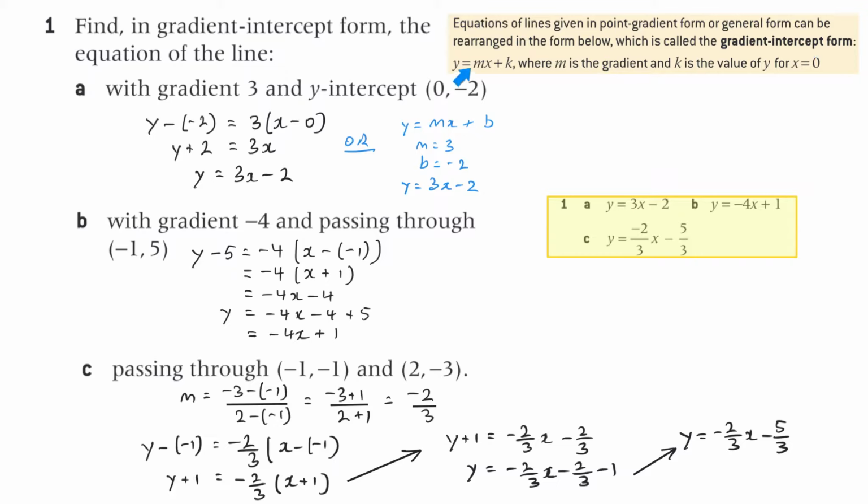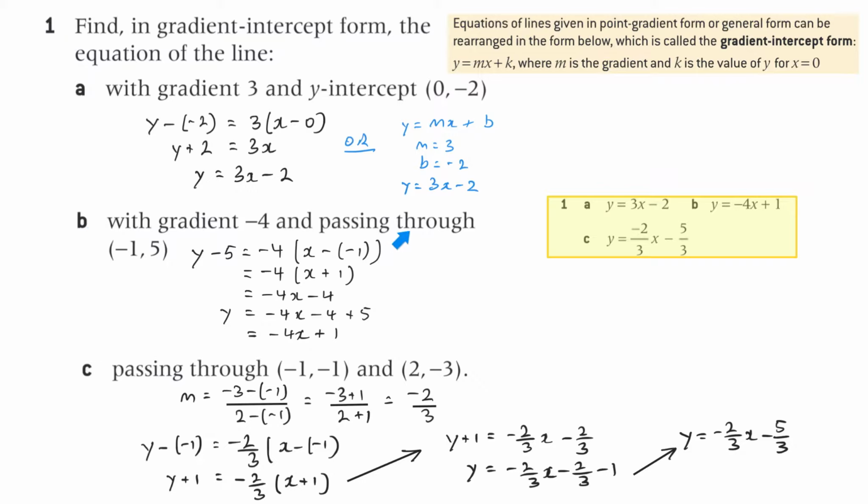Okay, the gradient intercept form is y equals mx plus, well, they've got k in the textbook, y equals mx plus b or plus c. A, with gradient 3 and y-intercept (0, -2), you can use that as the point on the line, and that's the gradient. Using the point gradient form, we have y minus y1 equals 3 times x minus x1, and that resolves to y equals 3x minus 2. Or, since the y-intercept is minus 2, you can directly put in 3 for m and minus 2 for b, and you get the same answer.